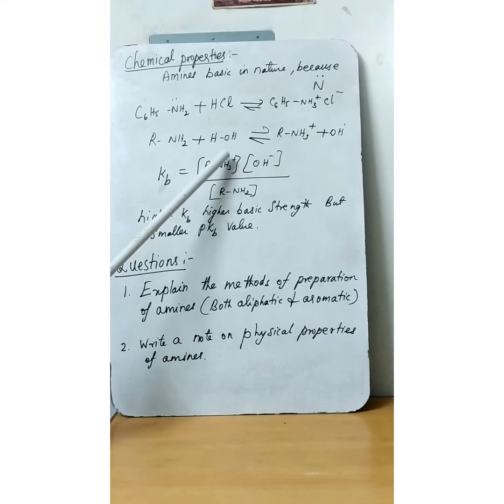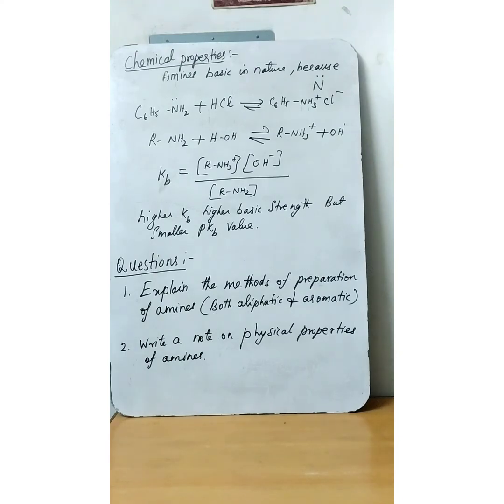Kb is equal to R-NH3+ times OH- divided by R-NH2, and water would also come in, but water is in excess, so its concentration is constant, and there is no need to write water here. This is the basicity constant. If the basicity constant value is higher, then the basic strength of that amine is also higher, but pKb will be lower.